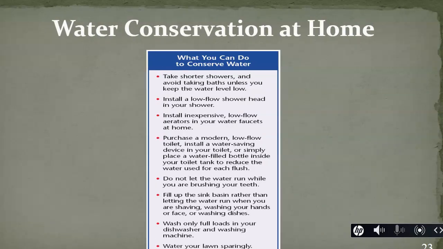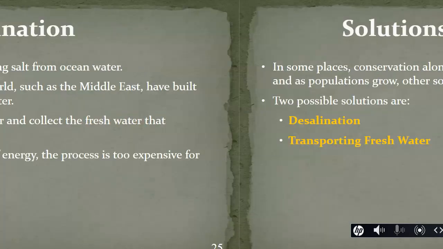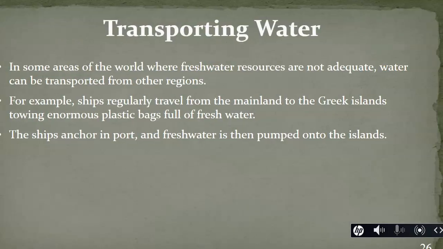Okay, and so here are some tips for water conservation at home. Solutions for the future: we can look at desalination and transporting fresh water. Desalination is removing salt from the ocean water. So, could this be a viable means of obtaining fresh water? I guess. But remember that if you're taking that salt water and desalinating it, it takes a lot of energy to do that. It's very, very expensive, but also then you're using up your ocean water.